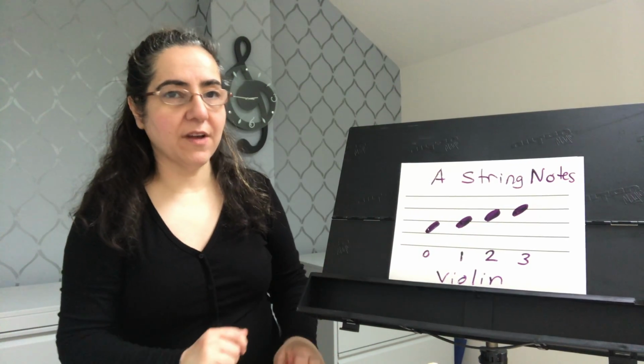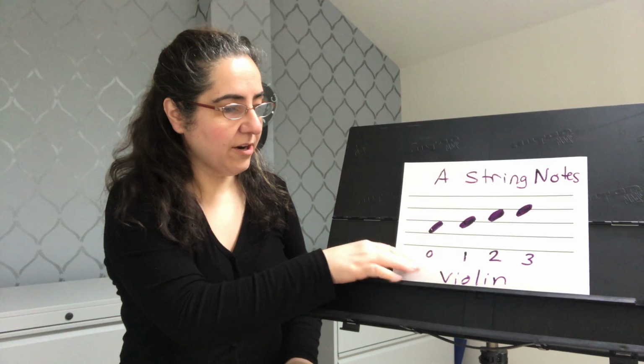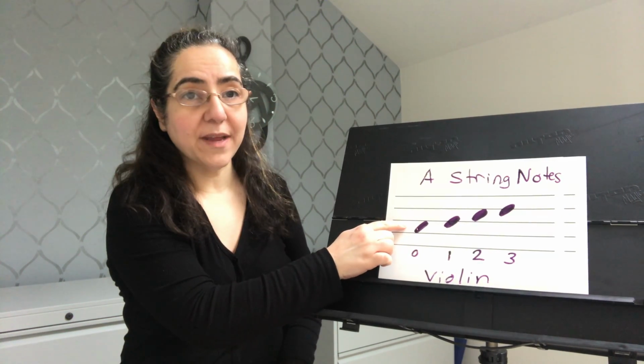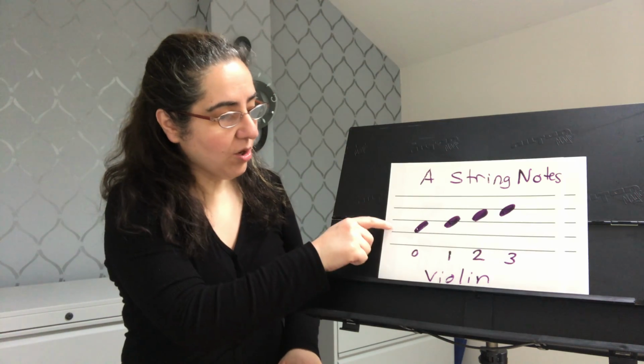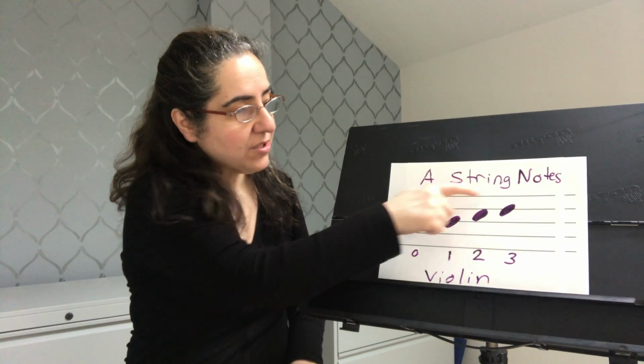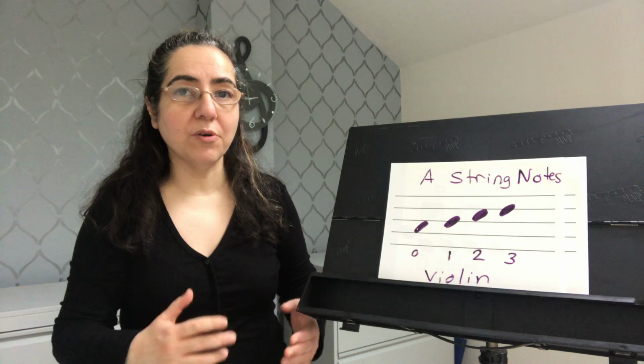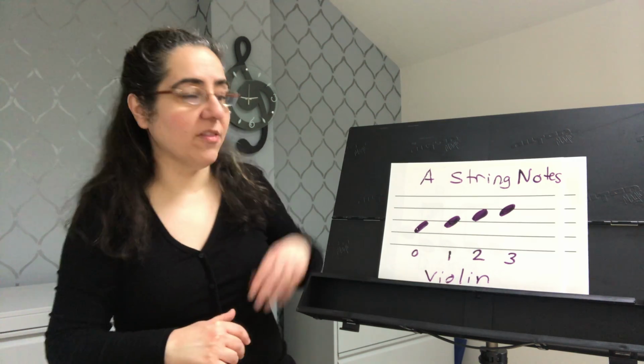A string notes on the violin start from the second space all the way up to the fourth line. So this whole area from the second space all the way up to the fourth line, if you see a note in that area, that means it's on the A string.